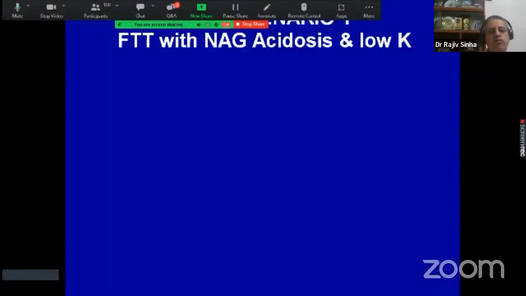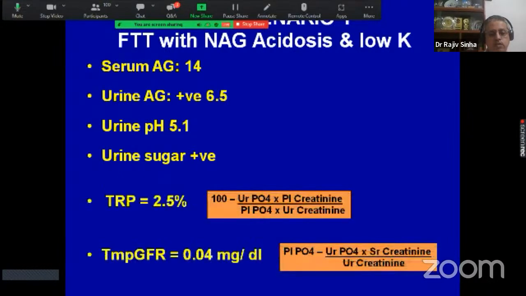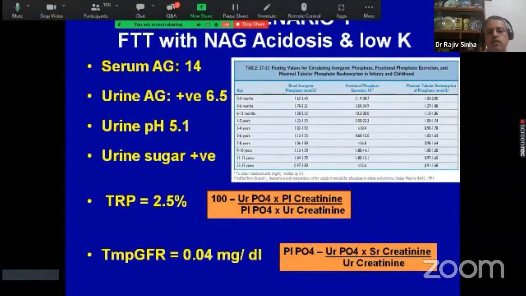For our first child from Bangladesh, the urine anion gap, or the urine net charge, was positive. The urine pH was 5.1, so it went down below 5.5. The urine sugar was positive. The child was losing a lot of phosphate, as you can see from the tubular reabsorption of phosphate, or TMP-GFR.